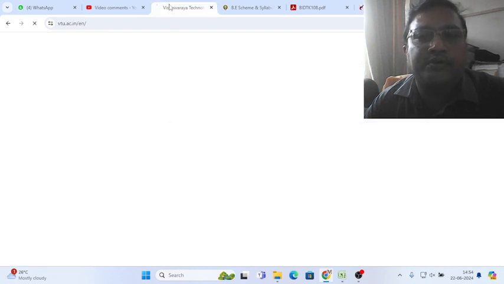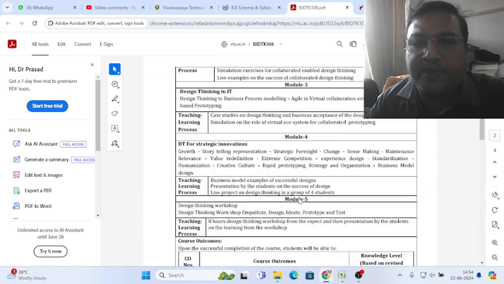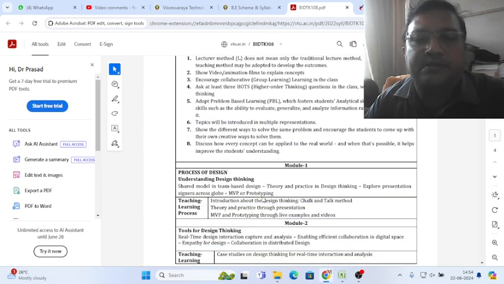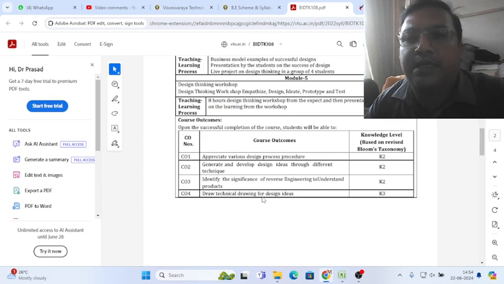Okay, so the Visvesvaraya Technological University syllabus is called BIDTK 258 in the first semester, and 258 in the sixth semester. In my institution I am handling this for all the sections, because it is a part of my work which I have to do for the IIC also.